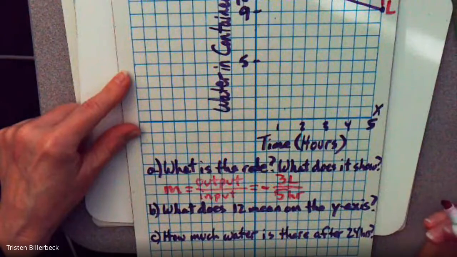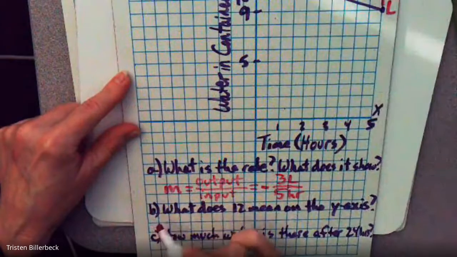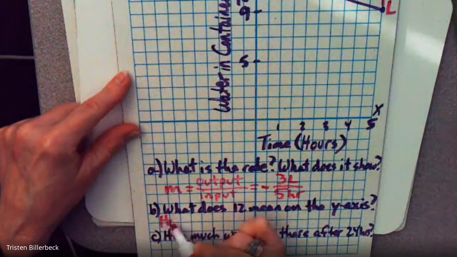What does 12 mean on the y-axis right here? Well, that's how much water we began with. Or, yes, how much water. We were using water.